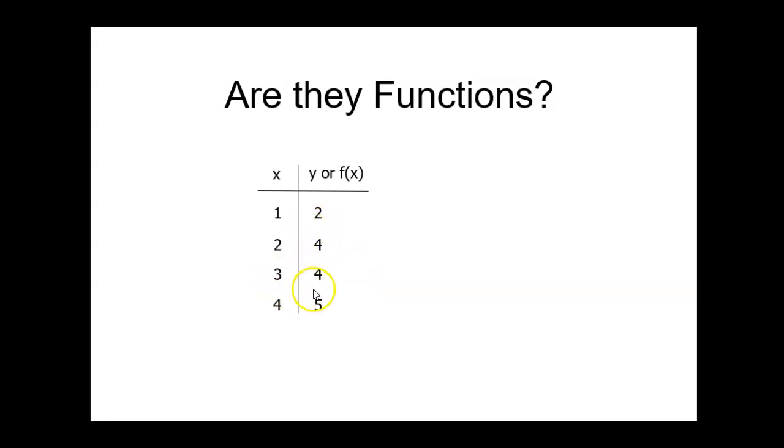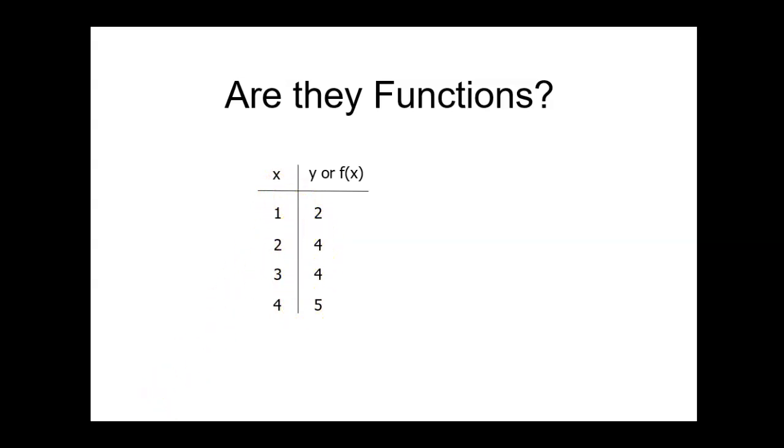Notice here that there are two y values that are the same, but that's okay, it's still a function because 2 only has one output. The only output 2 has is 4. 3 only has one output. The only output 3 has is 4. 4 has one output, it's 5, and 1 has one output, it's 2. So because of that, this is a function.